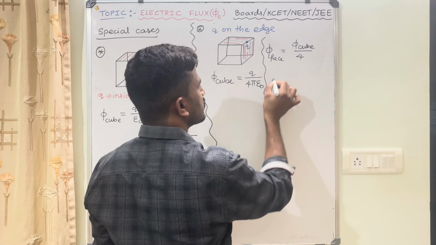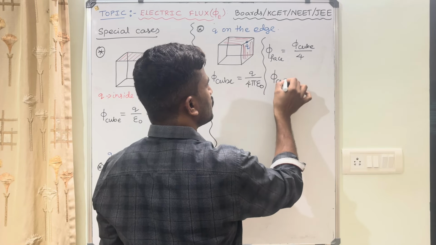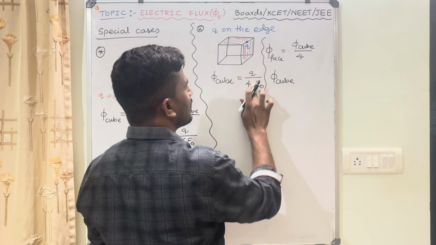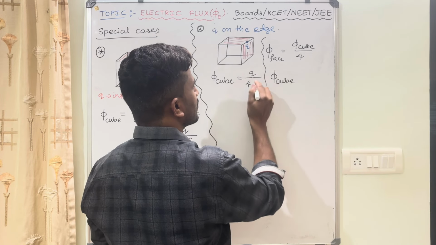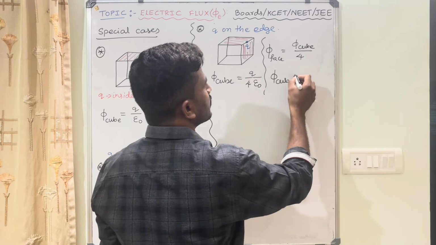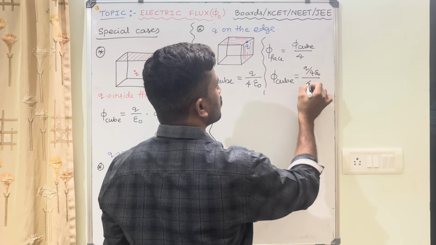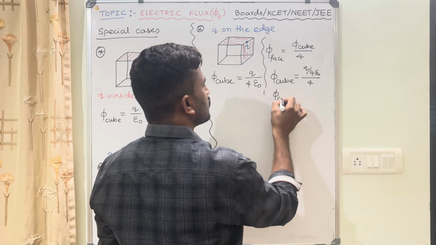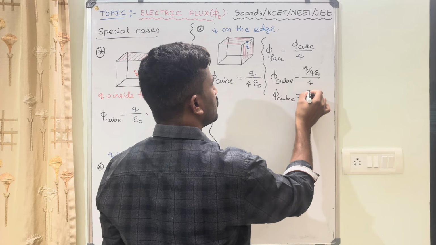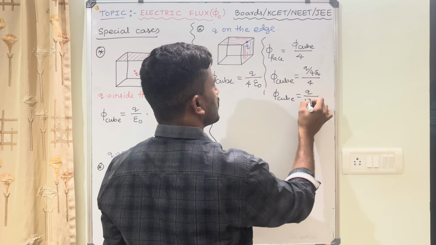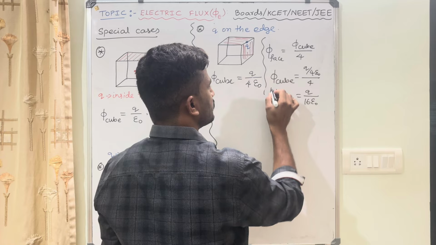So that is flux through the cube. Oh, why have I written 4 by epsilon? It is just 4 epsilon. That is equal to q by 4 epsilon naught divided by 4. Flux through the cube is equal to q by 16 epsilon naught.